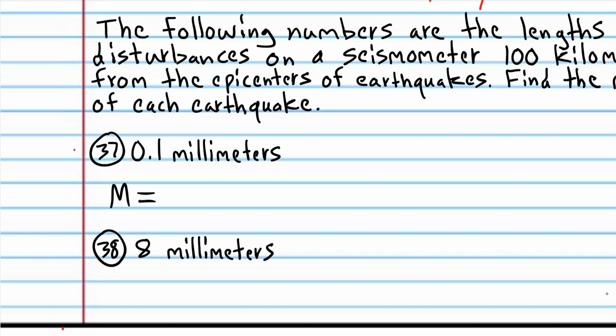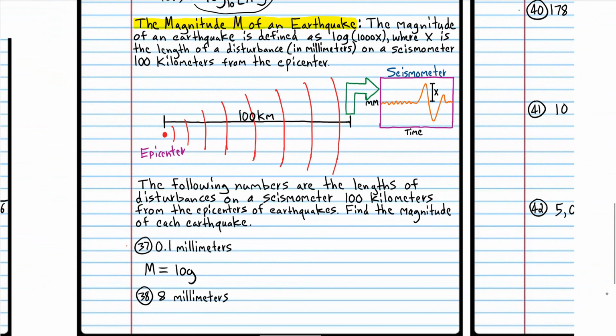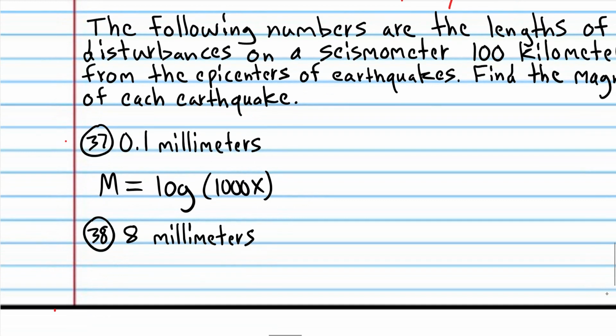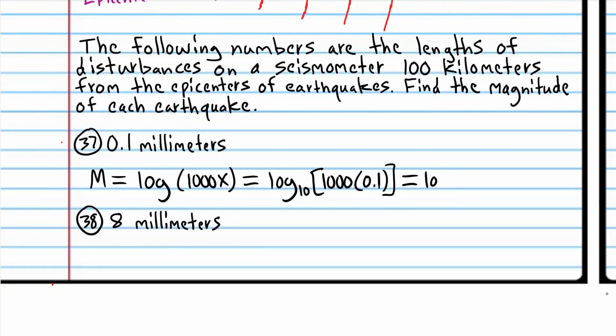So remember, the magnitude of an earthquake is defined as log of 1,000 times the length of the disturbance. And whenever you don't see a base, that means base 10, right? Now I'm going to switch to brackets because we're going to have two sets of parentheses here. I don't want to confuse things. So we're going to plug in 0.1. And then we get log base 10 of 100. And we can actually calculate what that is without using our calculator.